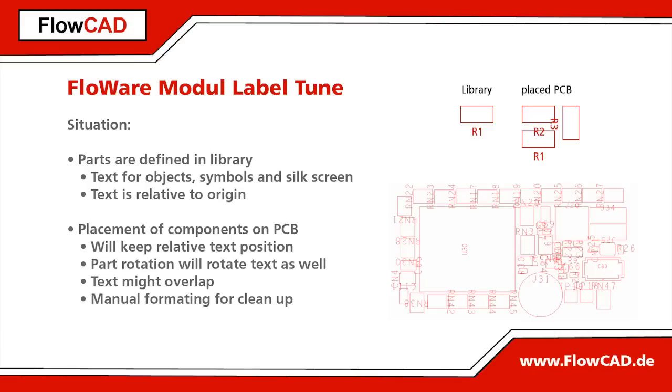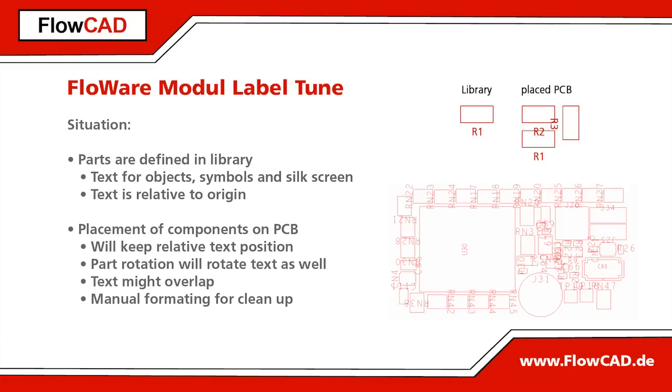When laying out a PCB, the describing text of objects or silkscreen comes from the library settings. In the library, you define the size and the position of such text. But when you place the library parts, you may want to rotate or mirror the components, and the text might overlap or become unreadable. The manual cleanup of text formatting may take a while.